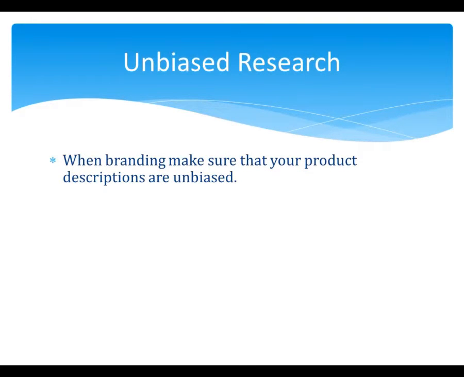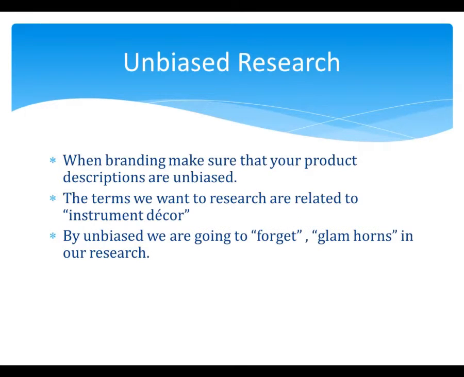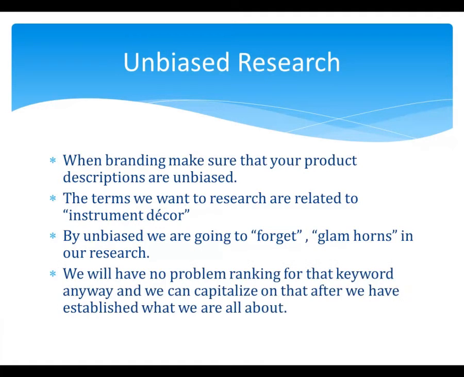When branding, make sure that your product descriptions are unbiased, okay? The terms we want to research are related to instrument decor or instrument decorations, something of that nature. By unbiased, we're going to forget Glamhorns in our research. Even though we're branding that, we're not going to have any problem ranking for Glamhorns, because Glamhorns is not a searched word in Google. Since that's the name of our company, we're going to come up first every time because it's not a highly searched word. So that's the strategy right now.